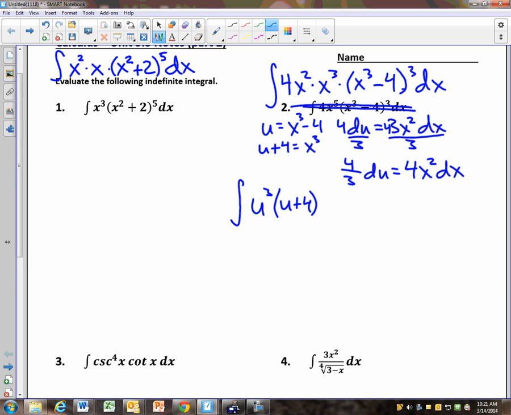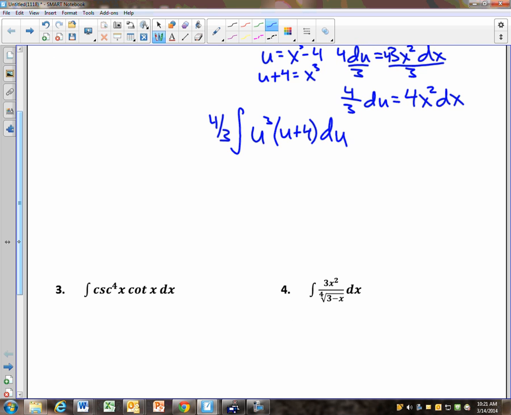What do I replace 4x squared dx with? 4/3 du. Let's do it. 4/3 times the integral of u to the 4th plus 4u to the 3rd du. 4/3 times, what's the antiderivative of u to the 4th? u to the 5th over 5.